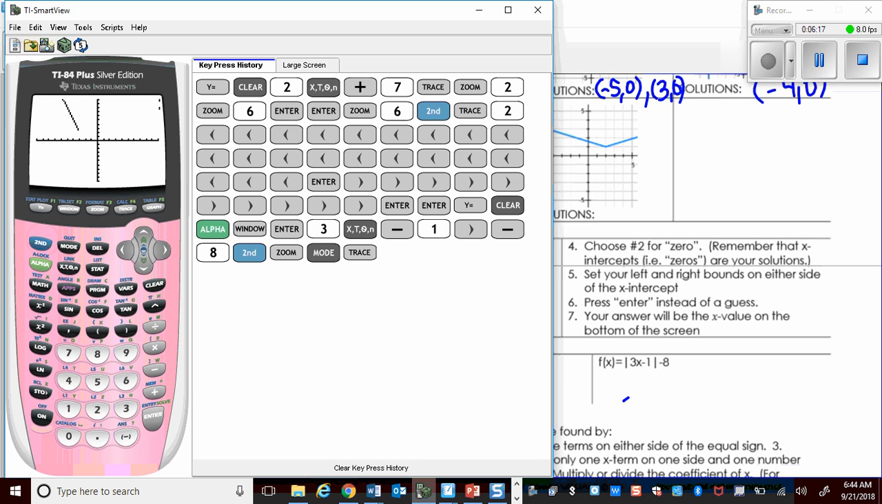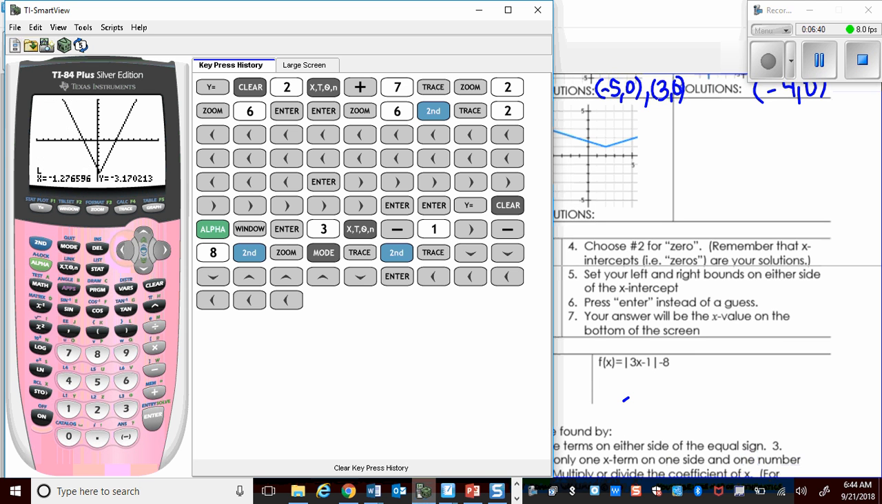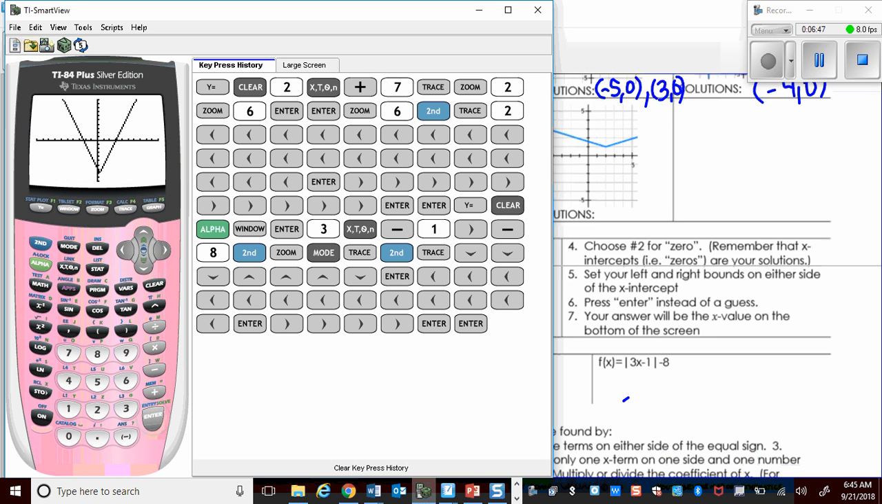Press trace. And if I look, I have 2 zeros. One of them I can kind of tell that it's at 3. The other one I cannot. So we have multiple things to do here. So we're going to press second calc, and we're going to find the first 0. Go to 2, press enter. We're going to go to the left of that first 0, enter. And then we're going to go to the right of that first 0, enter, enter.